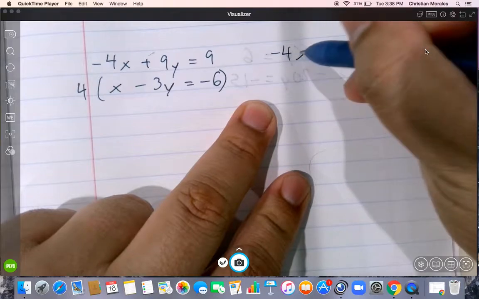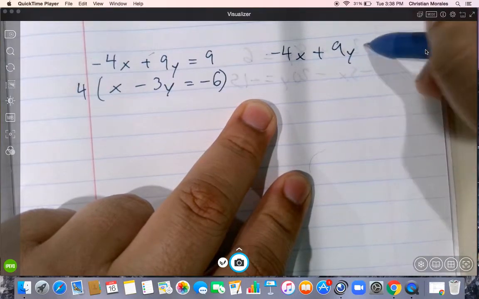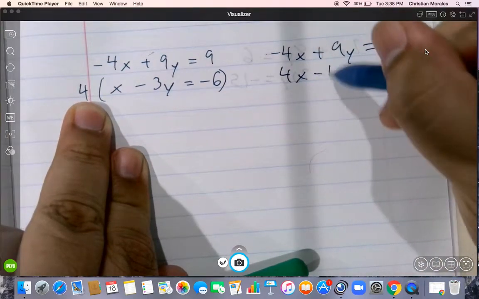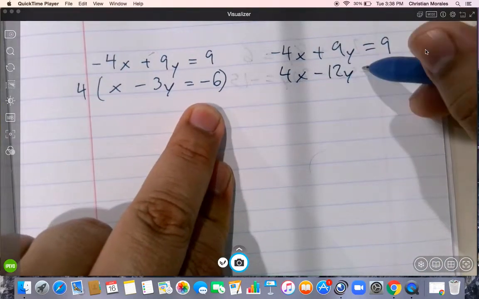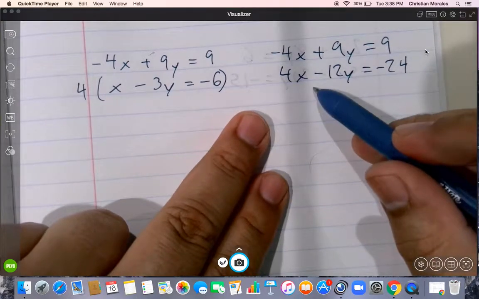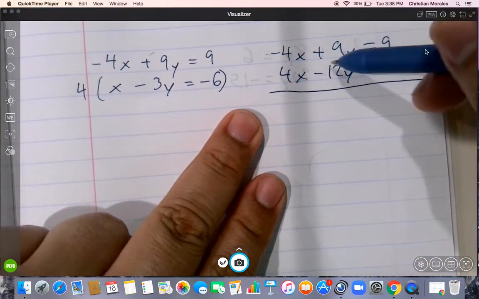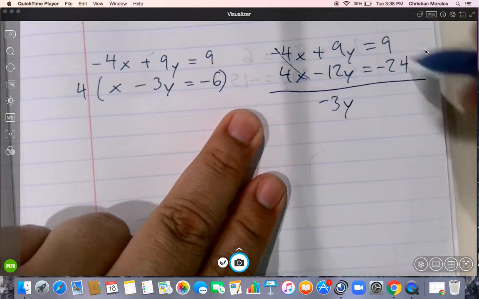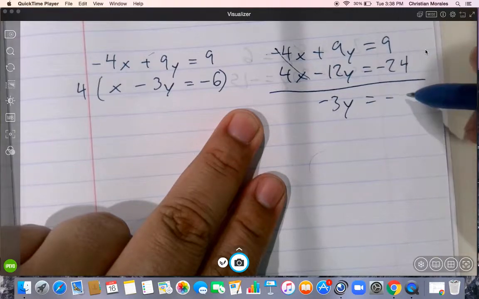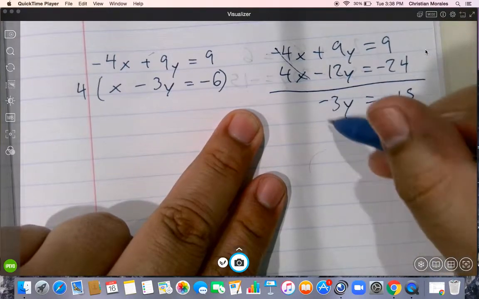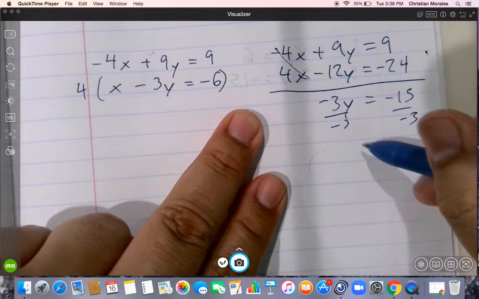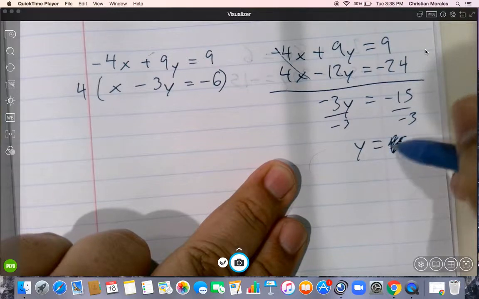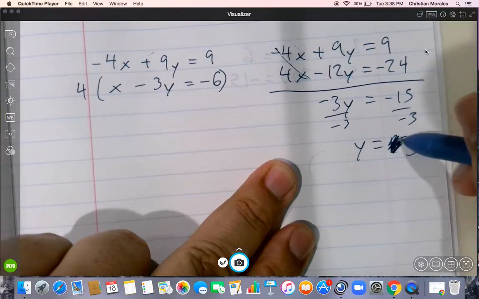So the top one will not change, but the bottom one's going to change. Everything gets multiplied by 4. Even this number. Okay, now for elimination. These cancel out. This makes -3y. This makes -15. Divide both sides by -3. You get the answer. Sorry, not -5, +5.